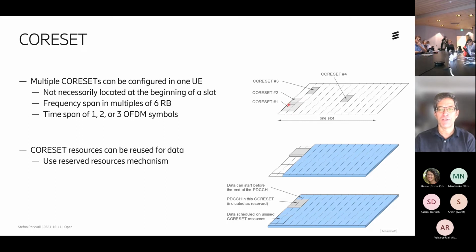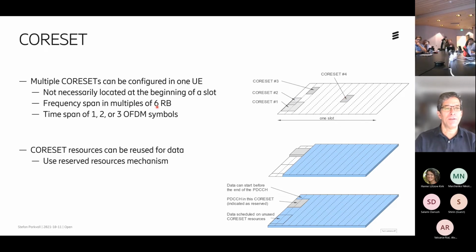I check at the beginning of each slot if there is some data for me, and if so, I get data. But then maybe I have some ultra low latency, very urgent services as well. So I need to check my control channels a little bit more frequently. I have some core set 4 here in the middle of a slot as well, where I can check for control signaling to see if something very urgent is coming in.